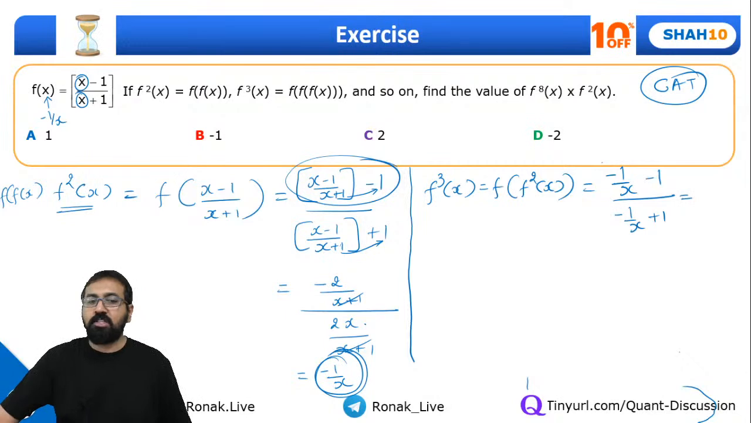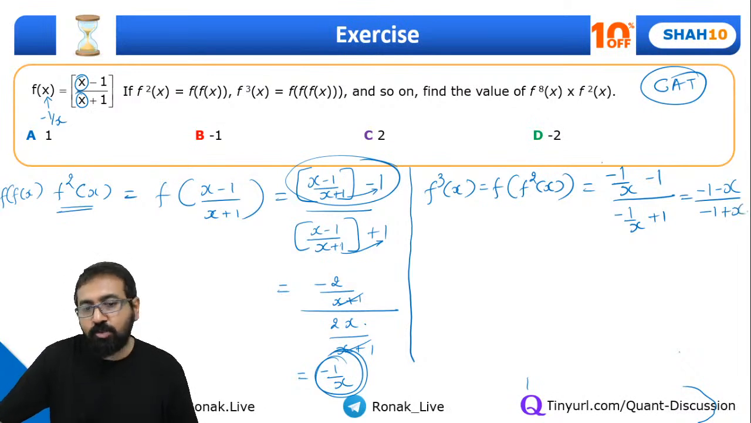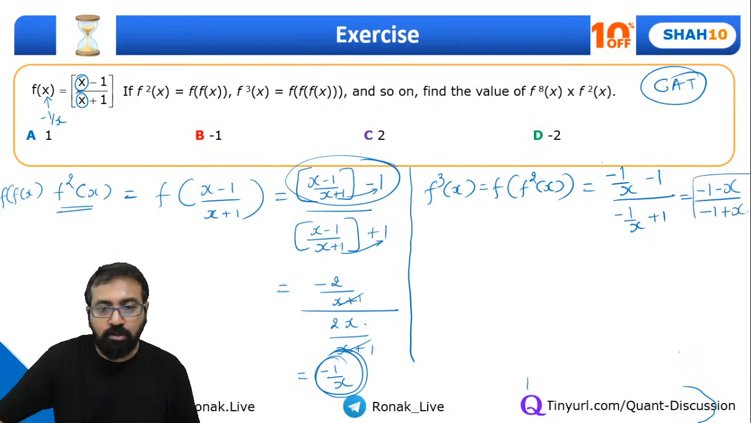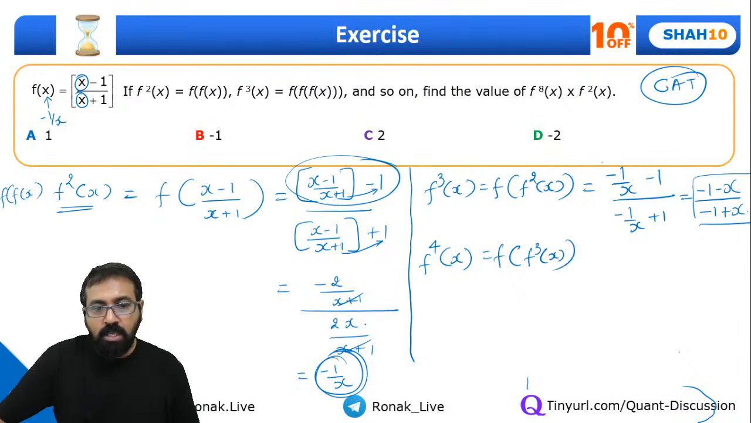What will you get when you solve this? You will get (minus 1 minus x) upon (minus 1 plus x). This x will get cancelled off. So this is what we got over here. Same way, if I want to find f raised to 4 of x, it will be f of f cube x, which is equal to, again, instead of x, I need to put this expression.